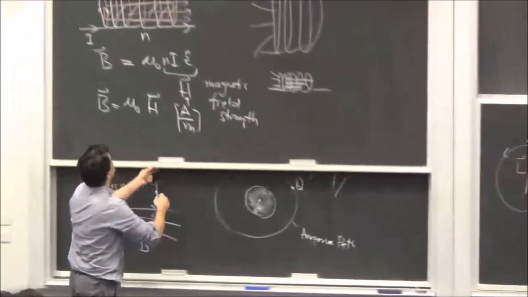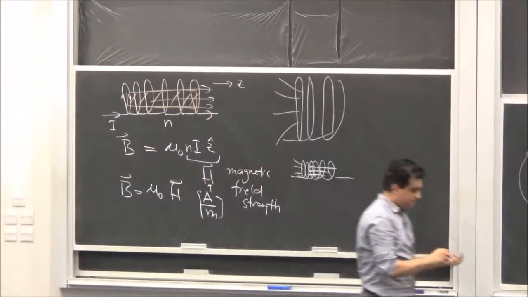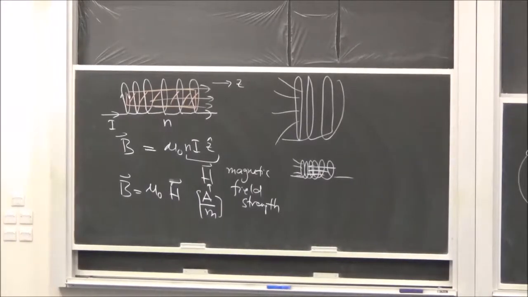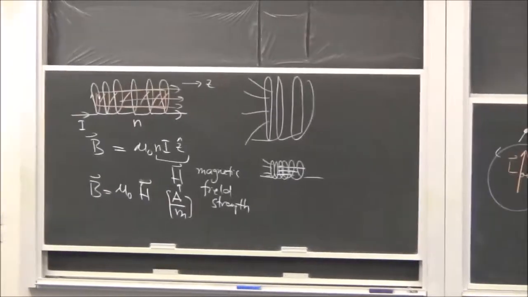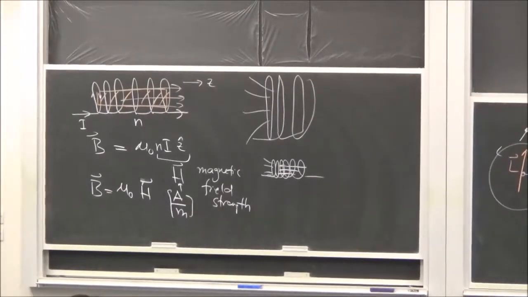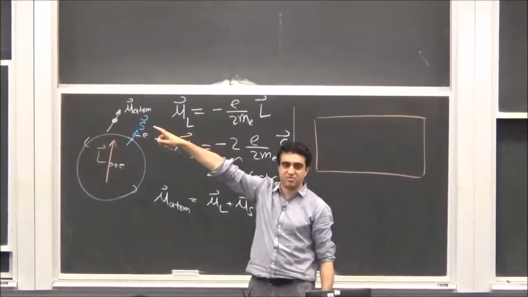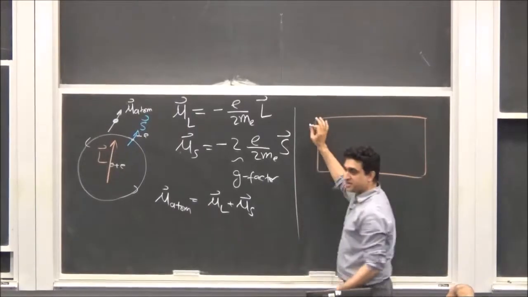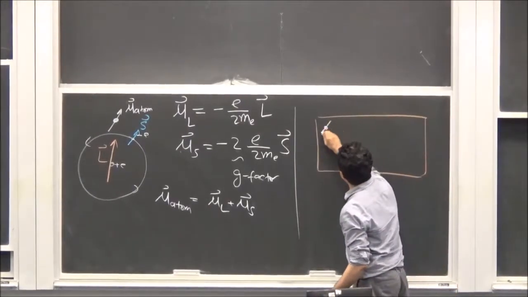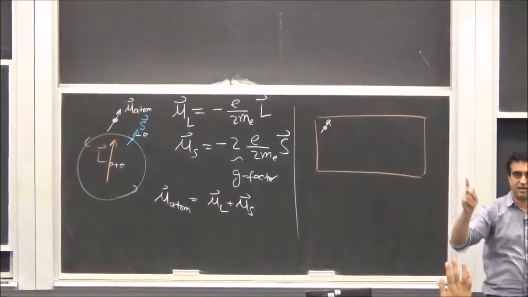If you think about this material which you have put inside there, any questions? Okay. So let's take that material which I have put inside the solenoid, okay? If it is made of atoms, and those atoms have magnetic moments, I can describe those magnetic moments with an arrow, yes?